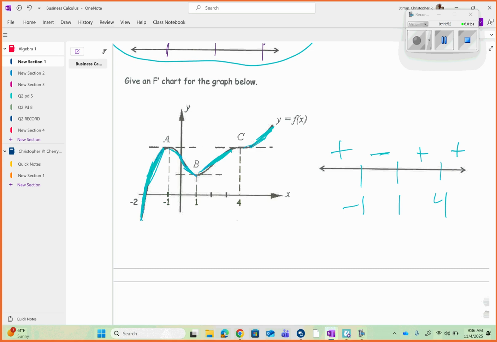As I come down to this region, because the signs change, if I go from a negative to a positive, that means that +1 is going to be a local minimum point. And then what's going to take place here at C, because it went from positive to positive, this means it's a point of inflection.